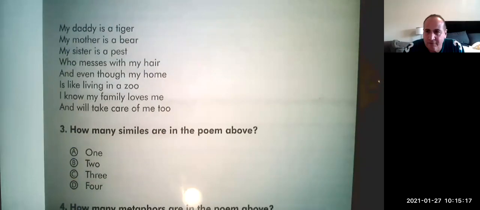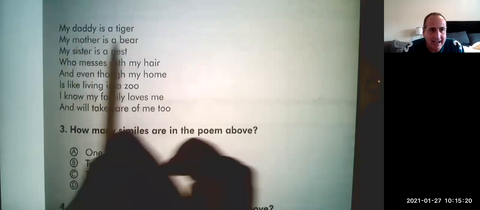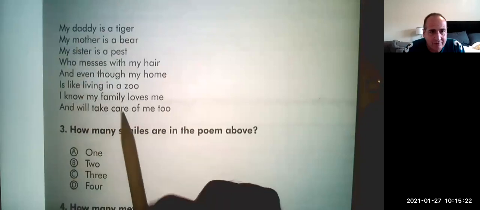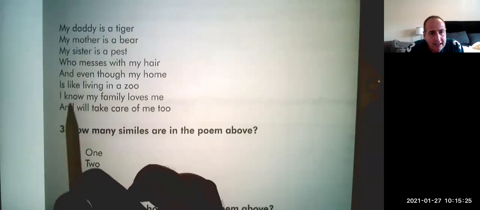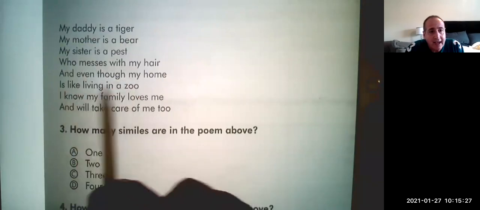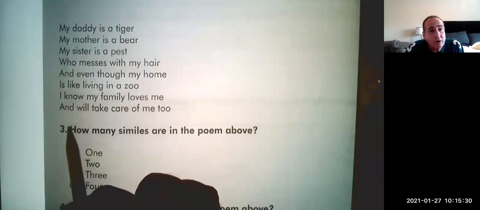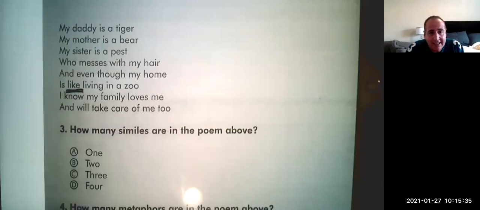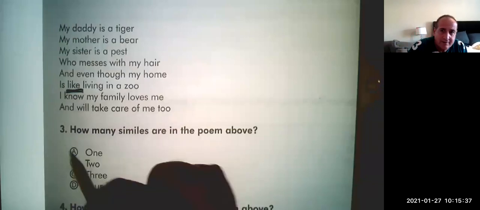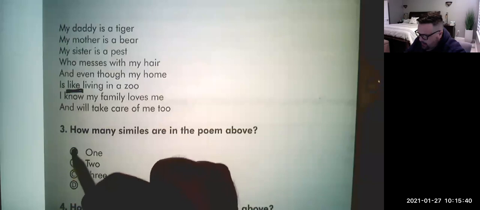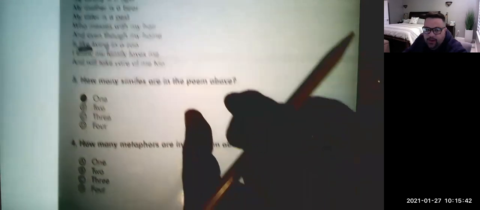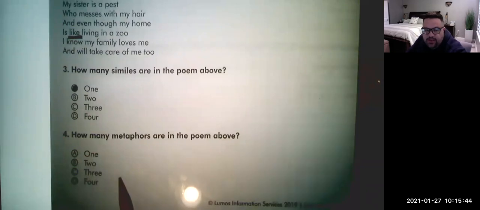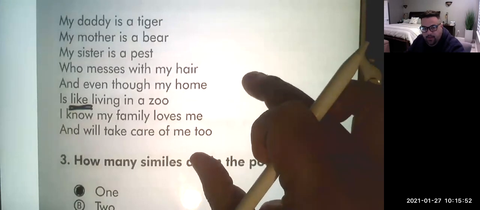I go through that. I'm looking for the words like or as, and the first, second, and third lines do not have that. But when I keep going, I see, and even though my home is like living in a zoo, there's the word like, and that's the only time I see like or as, so I say 1. You're totally correct. The rest are all metaphors. Now we're going to use this same poem for number 4, and now it wants us to figure out how many metaphors are in the poem. So everybody pause and figure out how many metaphors there are.